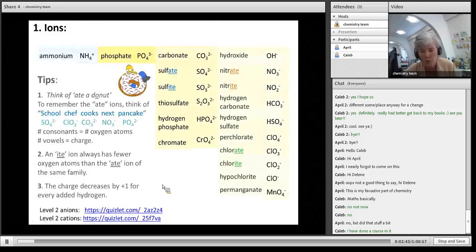So first of all, ions. I know it sounds ridiculous because by level 3 you should know all these ions off by heart, but unless you use them a lot, I can totally understand you forgetting them. So these are some of the ions you should know and recognize. If I say ammonium, you should be able to write NH4+. If I say phosphate, you should know it's PO4 3-.